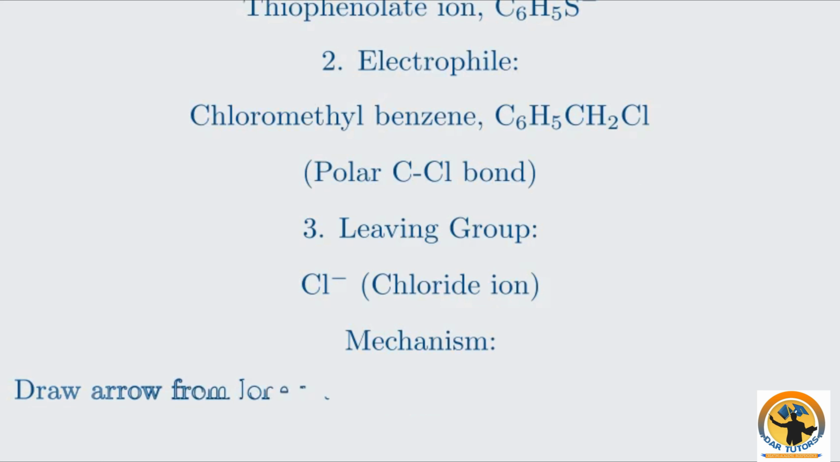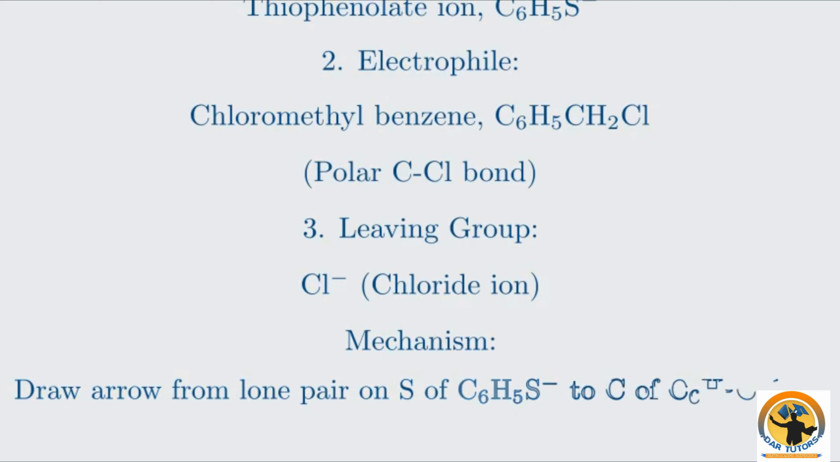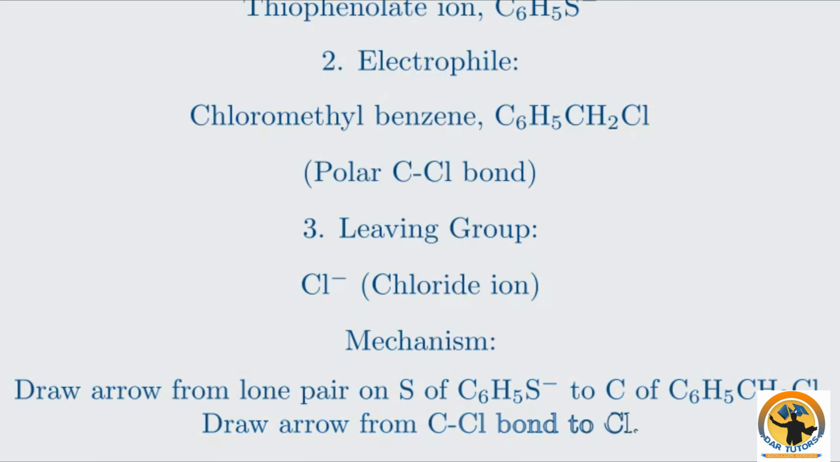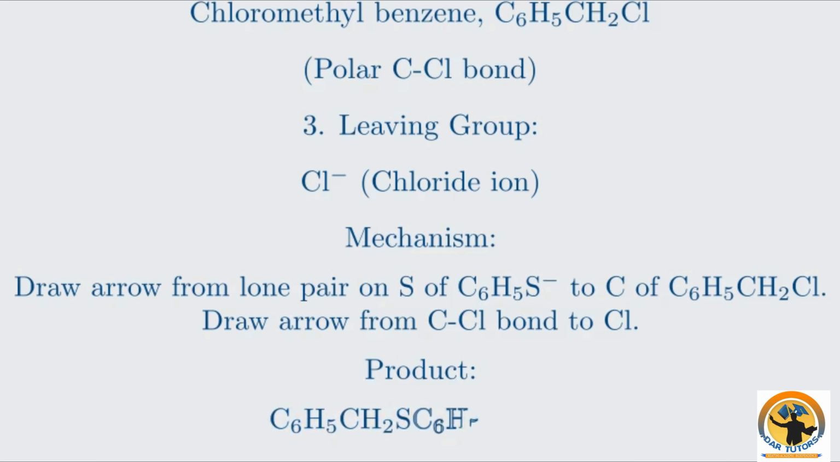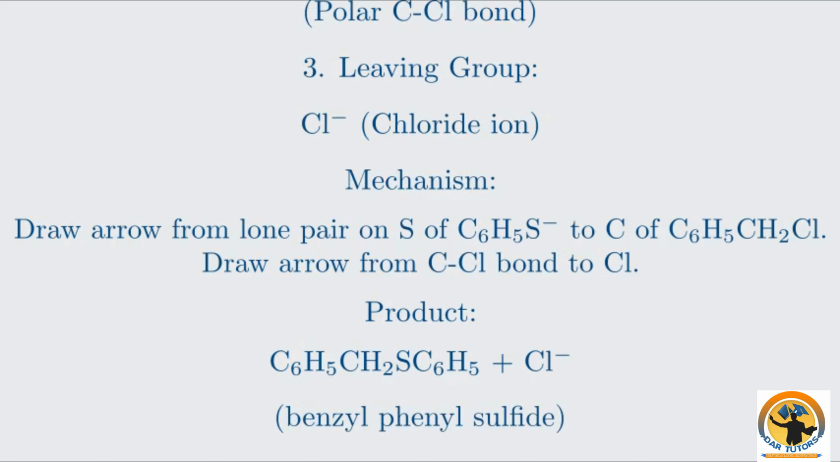We draw an arrow from a lone pair on the sulfur atom of the thiophenolate ion to the carbon atom bonded to the chlorine atom in chloromethylbenzene. Simultaneously, a second arrow is drawn from the C-Cl bond to the chlorine atom. This results in the formation of a new C-S bond and the departure of the chloride ion. The product is a thioether. Notice how the negative charge on the thiophenolate ion is transferred to the chloride ion.